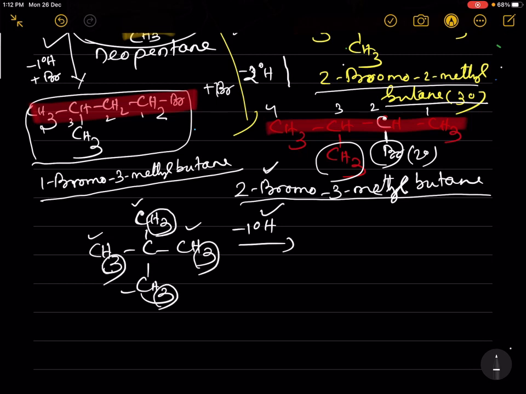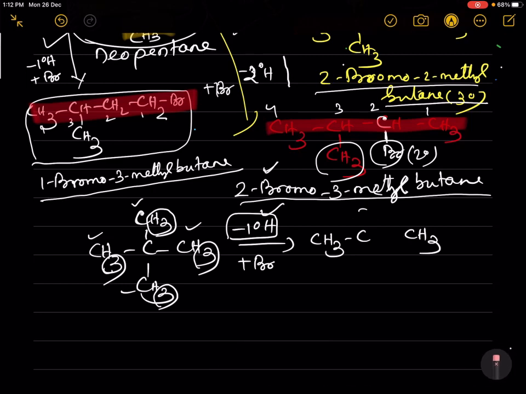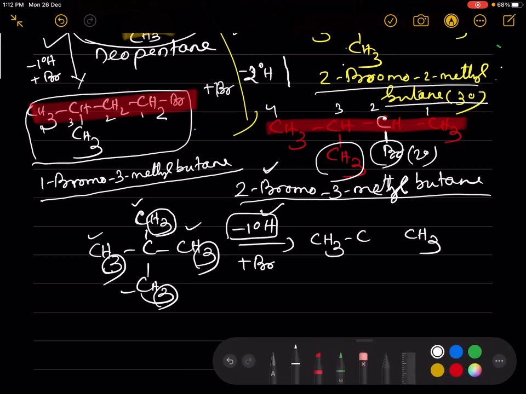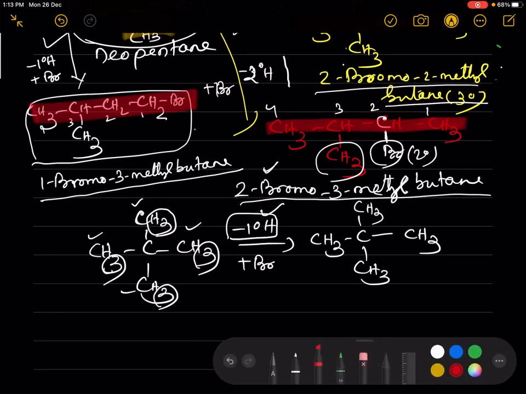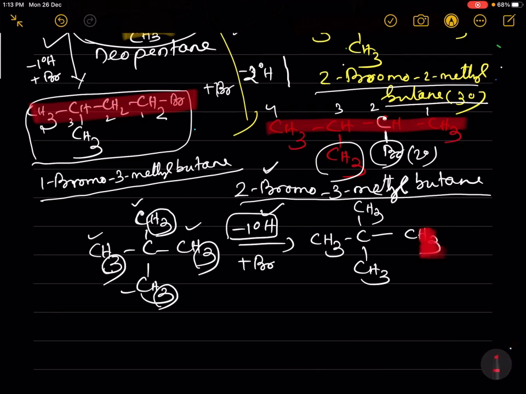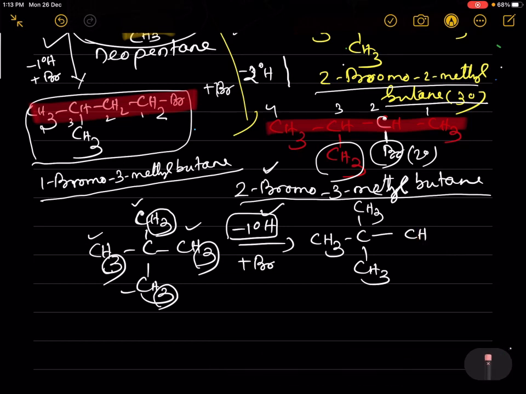Just remove one primary hydrogen atom and substitute one bromine. You can remove a hydrogen atom from any carbon. Let me rub it from this part. Then I have to write 2 over there.